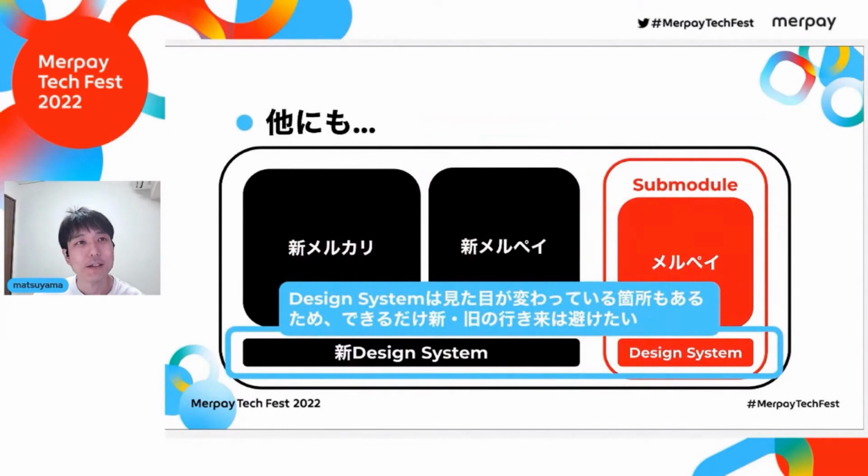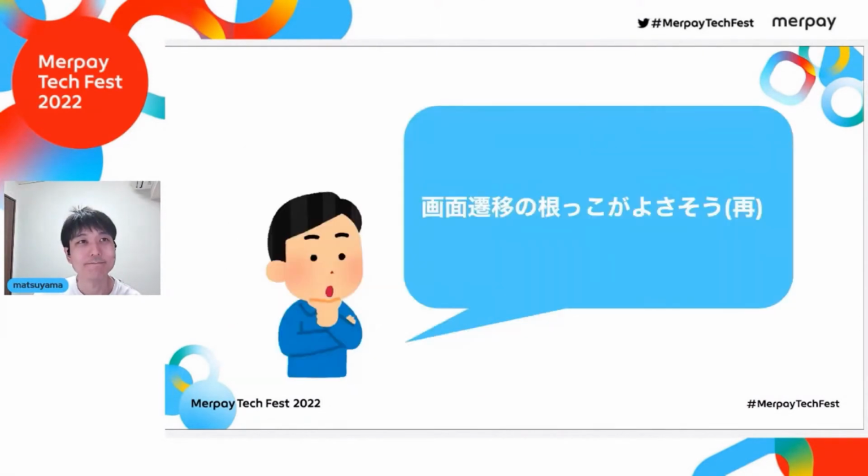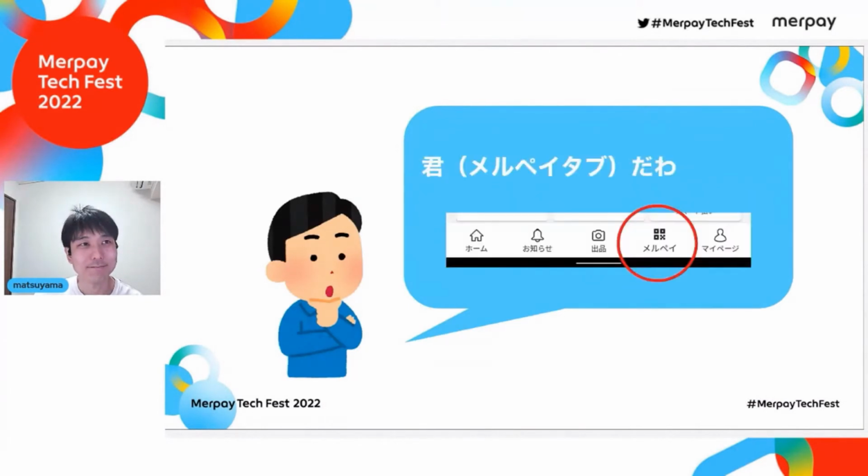Also, the design system that was mentioned earlier is not identical between new and old in appearance. Some parts look almost the same, some parts are different. So it seems better for user experience to avoid going back and forth between old and new in a single screen flow. Therefore, I still think the root of the screen seems to be a better choice. And so we concluded that the Merpay tab would be suitable.